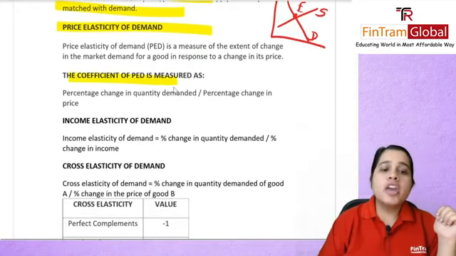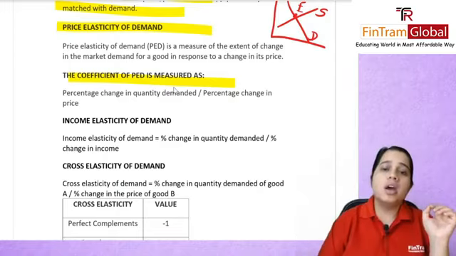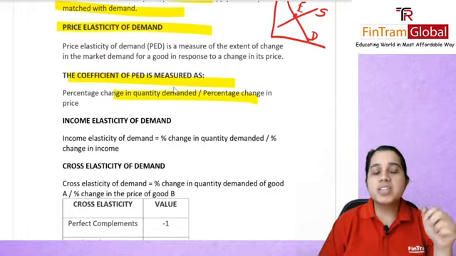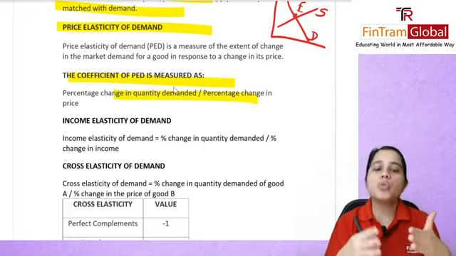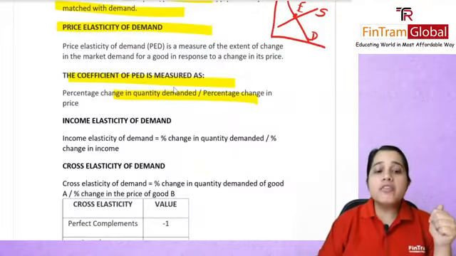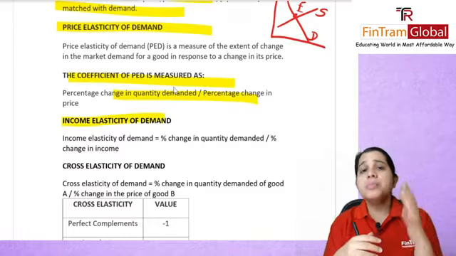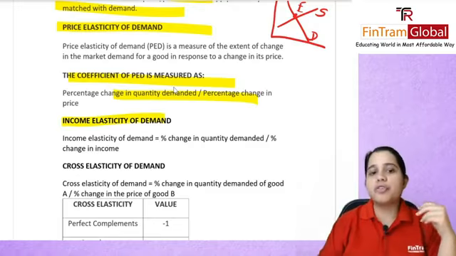Then you have your coefficient of PD. The formula was basically the percentage change in quantity demanded divided by the percentage change in price, and by doing that you can find out the coefficient of PD, that is your price elasticity of demand. You have your income elasticity, percentage change in quantity demanded by percentage change in income, now instead of price.